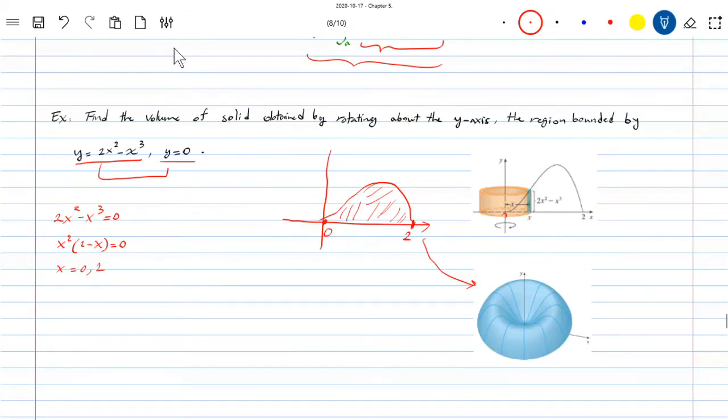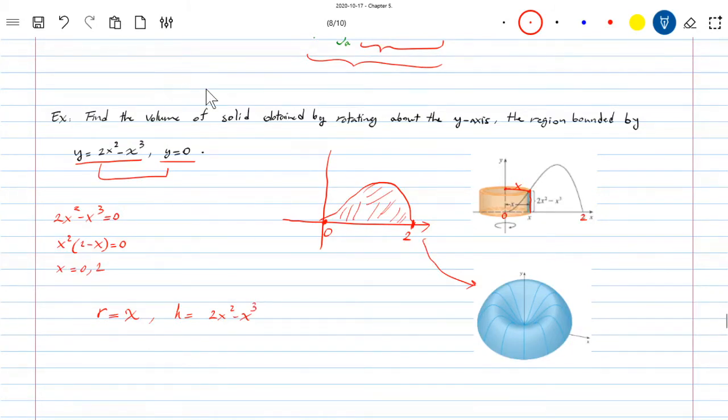Okay, so the starting point is 0 and the end point is 2. If we rotate this, what we get is the height and the radius for each cylinder. The radius r is basically x, the distance from the y-axis, and the height is the y value of the function. So h is f of x, which in this case is 2x squared minus x cubed.